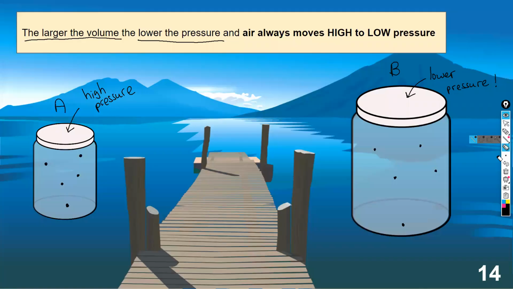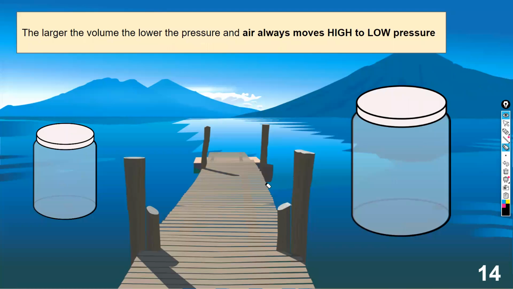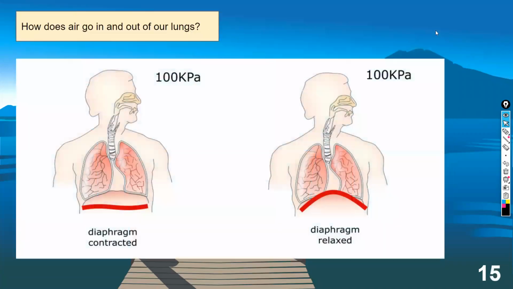So let's see what's next on the list here. And let's see what having a larger volume and a smaller volume has to do with breathing. What does it have to do with getting air into our body or getting air to leave our bodies? There are some technical difficulties here. All right, so here's where we are.